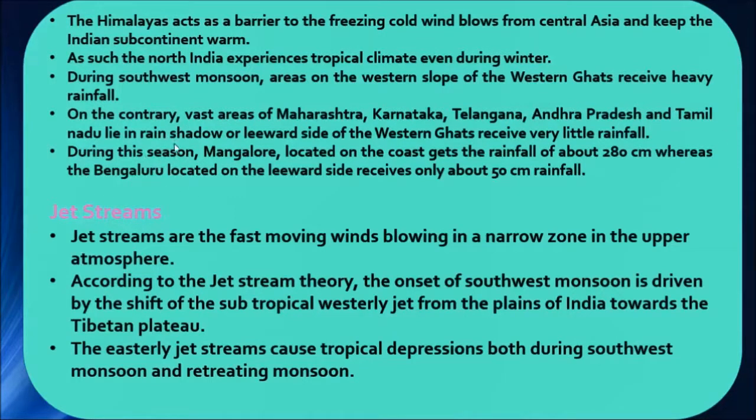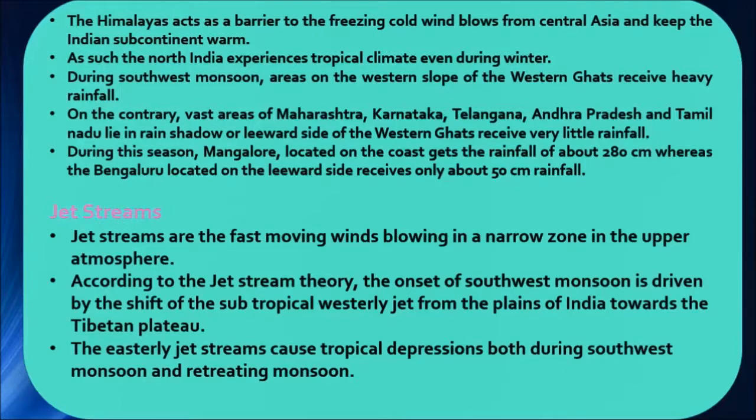And during this season, Mangalore, which is located on the coast near the sea, gets a rainfall of about 280 centimeters, whereas Bangalore, located on the leeward side, receives only about 50 centimeters of rainfall. So, Mangalore is located near the coast and is reported to get 280 centimeters of rainfall, whereas Bengaluru is located inside the country, not near the coast, so it receives only about 50 centimeters of rainfall.